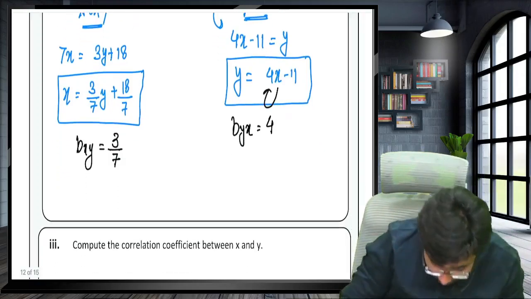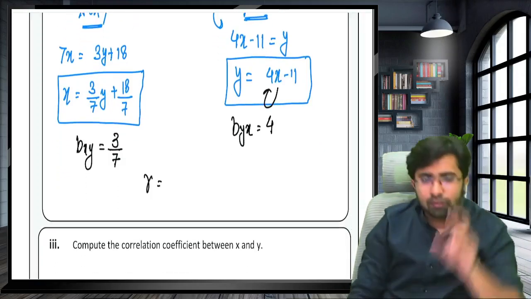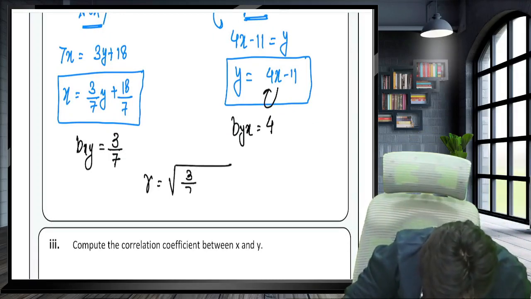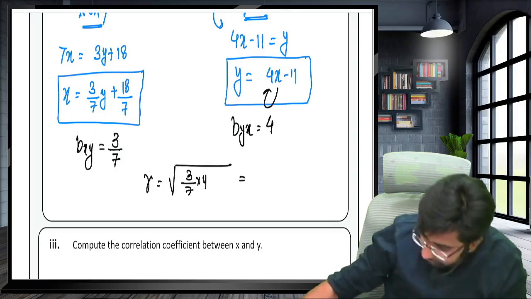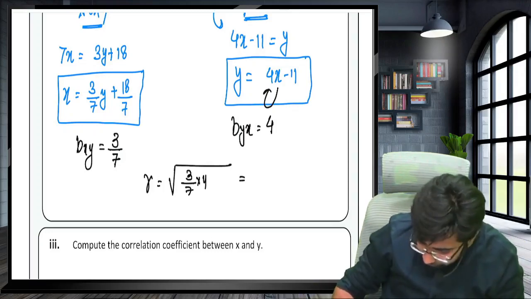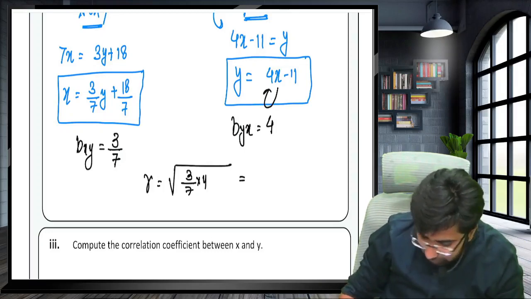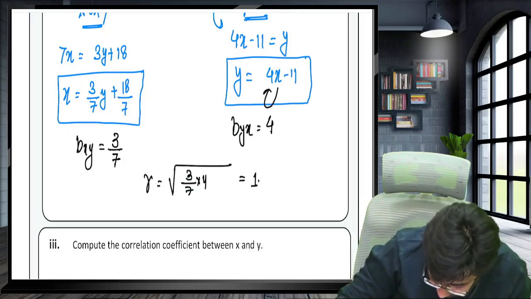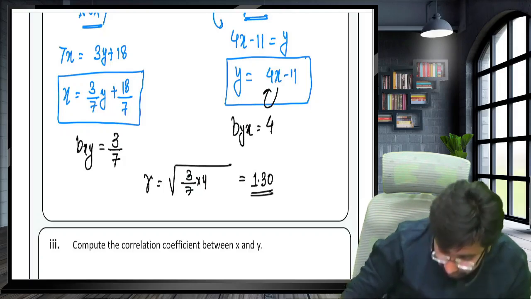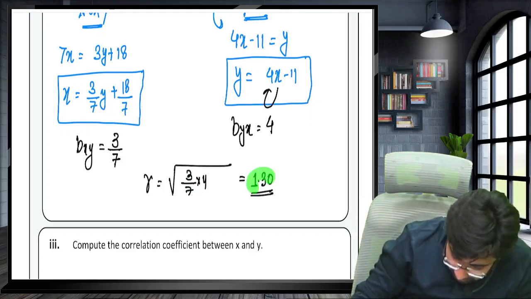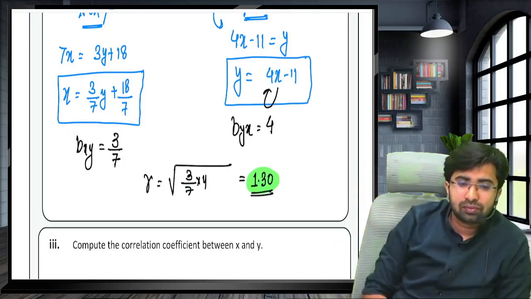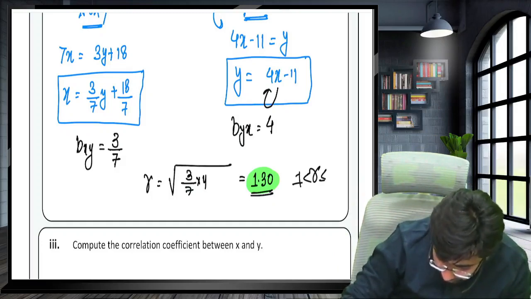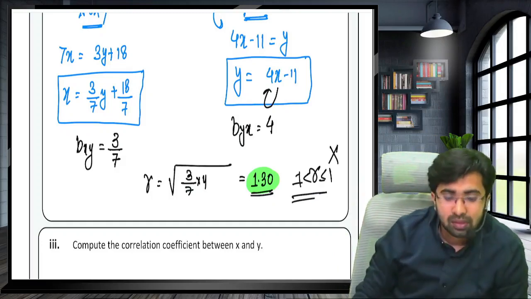Guys, now let's compute r. Both are positive, so I will take positive outside the under root. 3 by 7 multiplied by 4. Let's solve it. 3 into 4 divided by 7, 1.71, under root, is 1.30. Guys, can I say this is not possible? Because my r should be between minus 1 and 1. This is wrong. So my assumption is wrong.